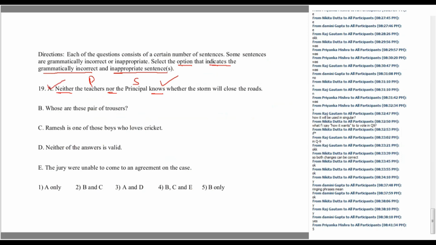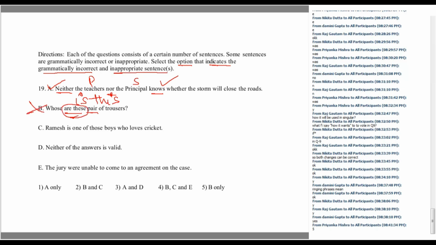Whose are these pair of trousers? When you talk about pair, it is a pair. A pair of something is always singular. Whose is this? Whose is this pair of trousers? So are these wrong together? This is wrong.